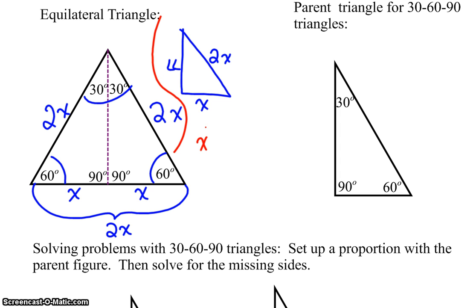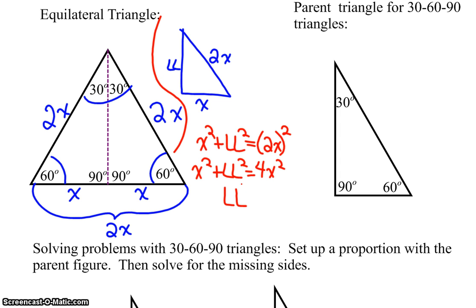It would be x squared plus the long leg squared has to equal the hypotenuse, or 2x squared. So x squared plus the long leg squared equals 4x squared. Subtracting 1x squared on both sides gives me the long leg squared equals 3x squared, and to complete the problem I need to take the square root of both sides. Well, the square root of the long leg squared is the long leg. The square root of 3 is just the square root of 3. The square root of x squared is x.